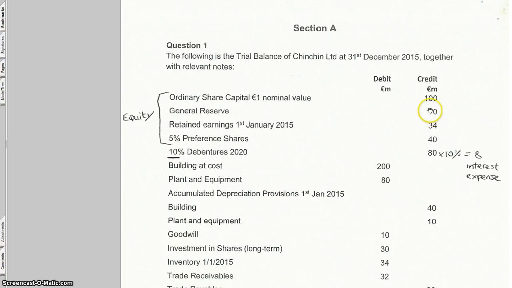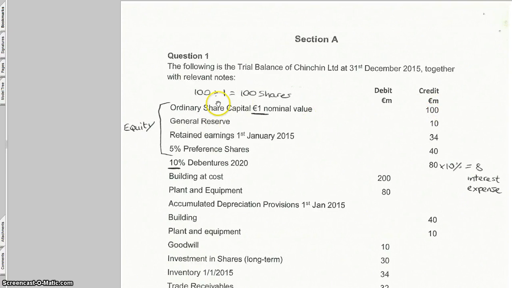So you should always divide them, to get the number of ordinary shares, divide the money here by whatever the nominal value is. So the 100 divided by 1 gives 100. So if the nominal share value here was 50 cent, 0.5, it would be 100 divided by 0.5 and we get 200 shares. Or if the ordinary share capital was €5 nominal value, it would be 100 divided by 5, which would give 20 shares. So that's why we do that.